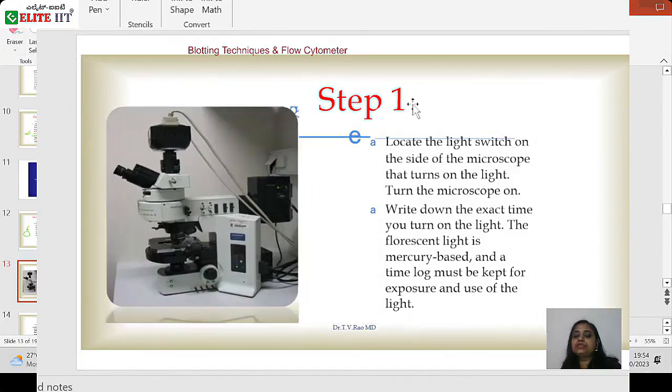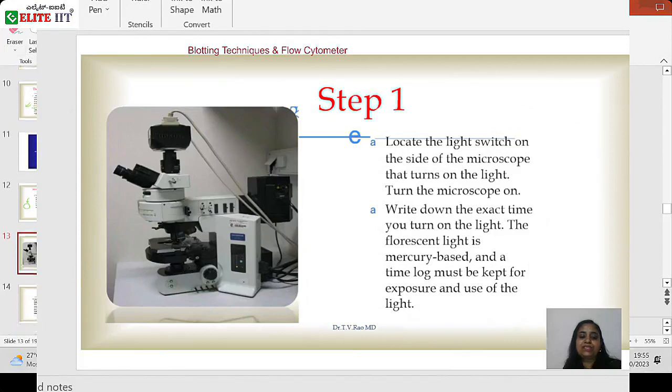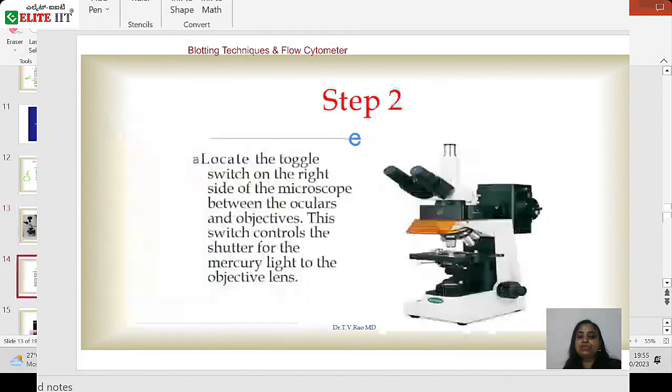Now, what are the steps involved in this process? Locate the light switch on the side of the microscope that turns on the light. So you have to switch on all the machine parts and write down the exact time you turn on the light. The fluorescent light is mercury based, and a time log must be kept for exposure and use of the light. So you have to note the time when you are switching it on.